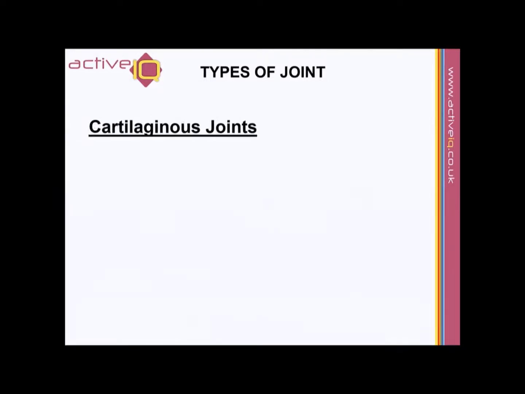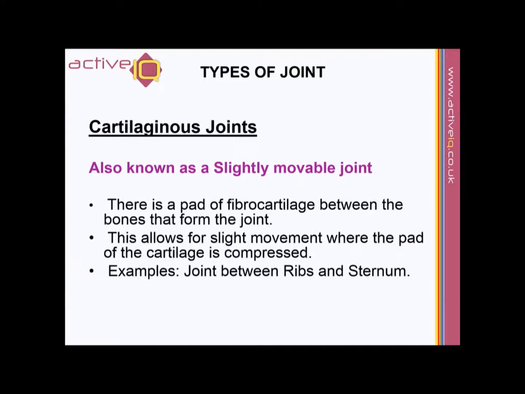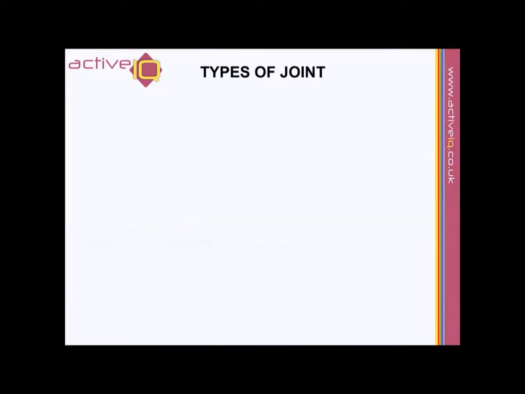The next kind of joint we're going to look at is cartilaginous. They're known as slightly movable joints. There's often a pad of fibrocartilage between the bones that form the joint. This allows for a slight movement where the pad of cartilage is compressed. Examples of that are the joints between the ribs and the sternum, where there's a little bit of movement.